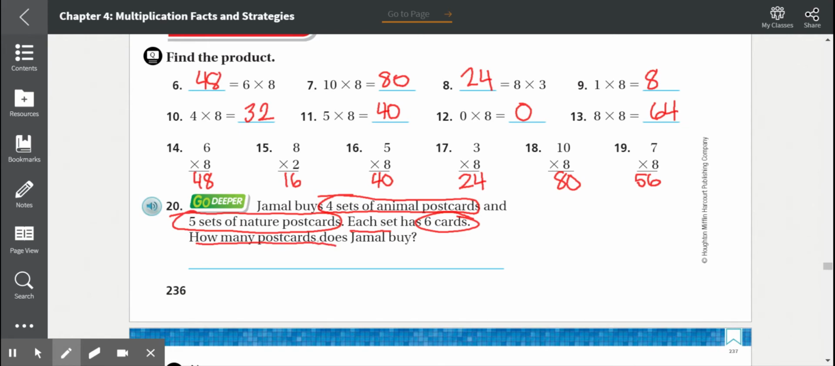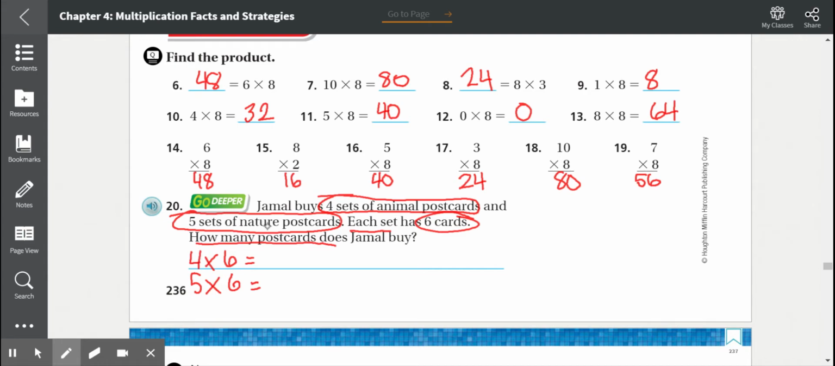So we know that there's 6 cards in each set. Well, let's start with the animal. So animal postcards, he has 4 sets, and there's 6 cards in each, so that's 4 times 6. And nature postcards, he buys 5 sets times there's 6 cards in each. So we're going to do 4 times 6 and then 5 times 6.